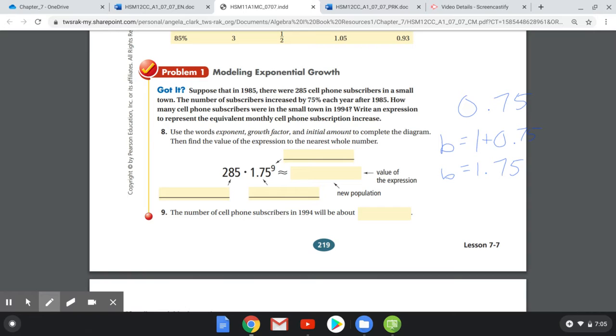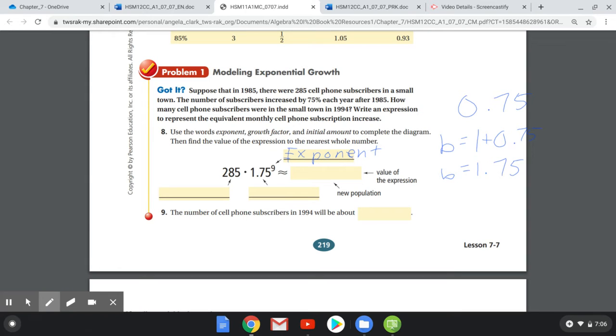Okay, so let's look at the vocabulary that we've used here. Here we have our exponent. So exponent would go in this box. Let me see if I have the handwriting for this. It's hard on a touch screen. Let's try it. Okay, exponent. Oh wow. Okay, there we go.